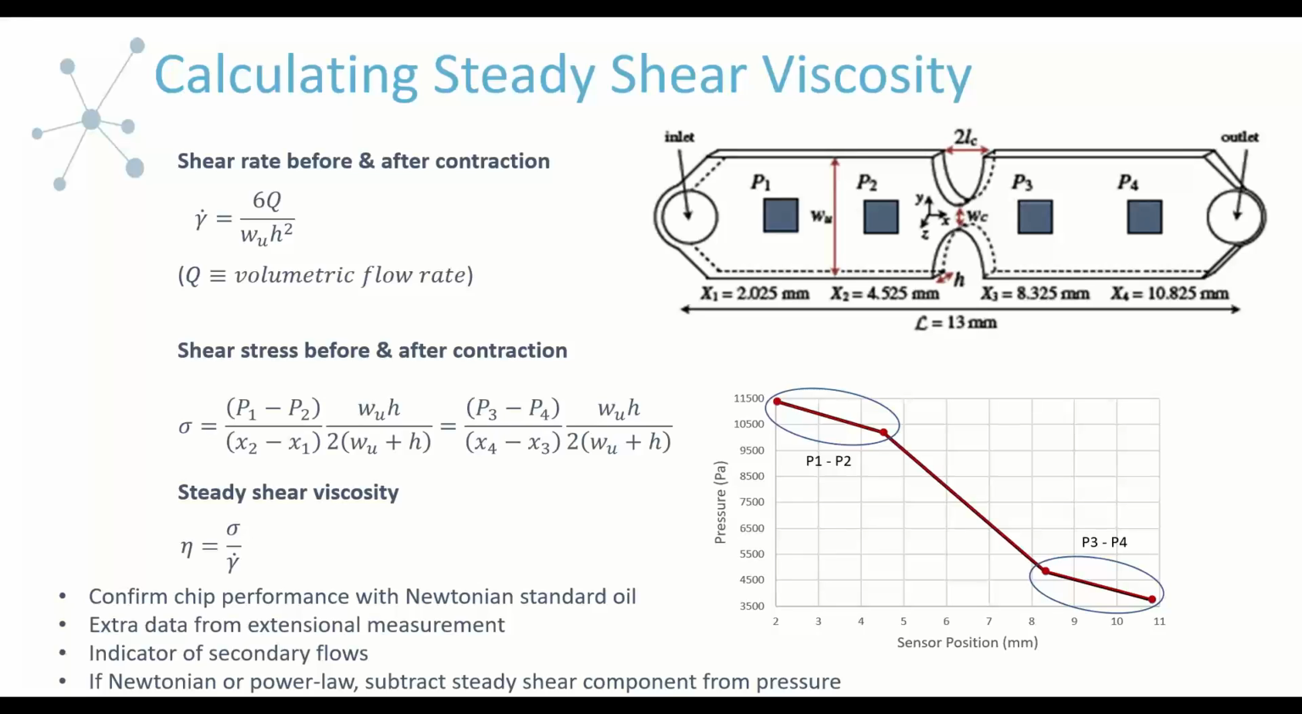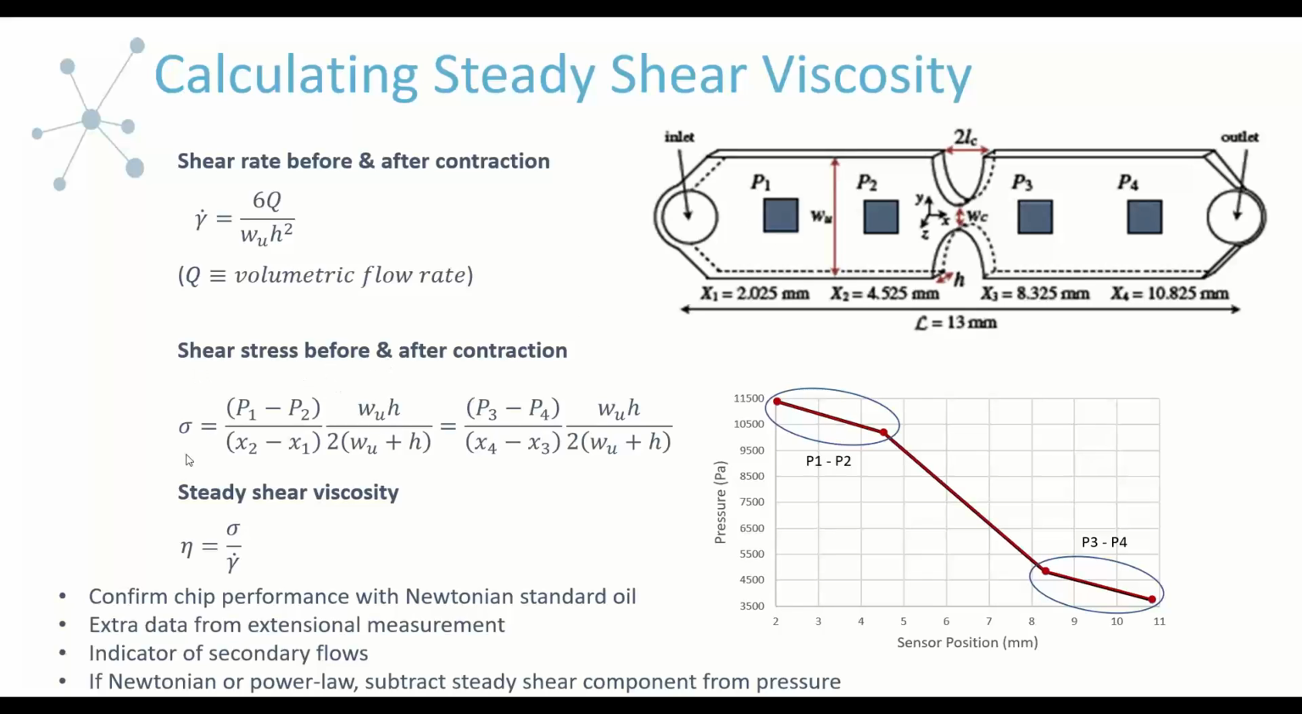Unfortunately, at the moment, the software doesn't do this for you because it wasn't really the main purpose of the flow channel, but it's quite easy to implement on your data when you export it into Excel. So we can just determine what the shear rate is in this uniform region just from knowing the volumetric flow rate Q and then the dimensions of the channel: the width of the channel in this uniform zone, and the height of the channel in this zone as well. That gives us the shear rate before and after.